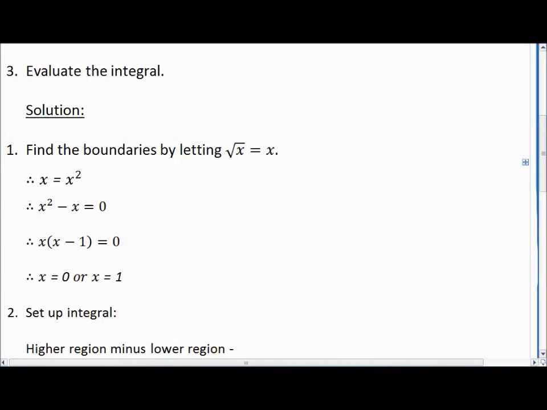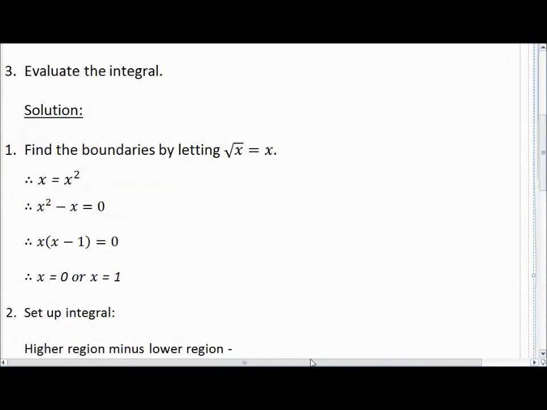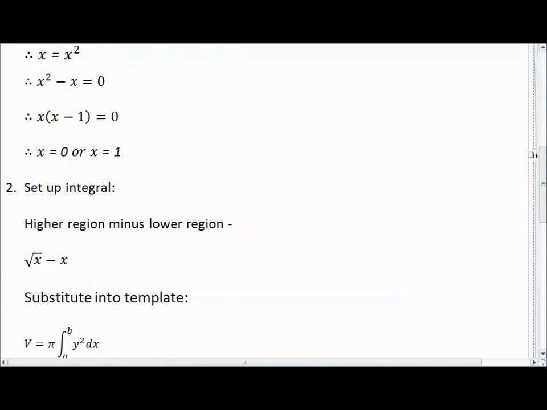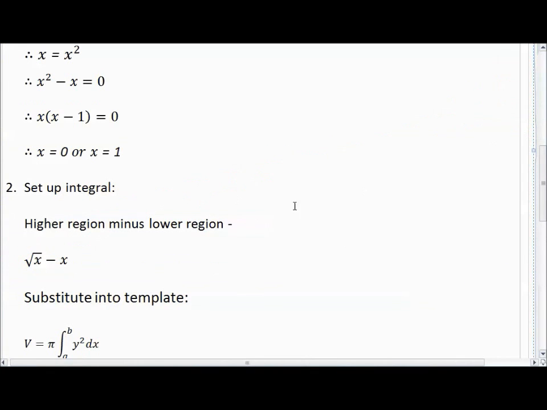Now we're ready to set up the integral. The higher region minus the lower region. What do I mean by that? Well, if we look at our graph again, the higher region over our interval of interest, 0 to 1, is y equals the square root of x, and from that we subtract the lower region, which is y equals x. Okay, so the square root of x minus x is what I'm talking about.